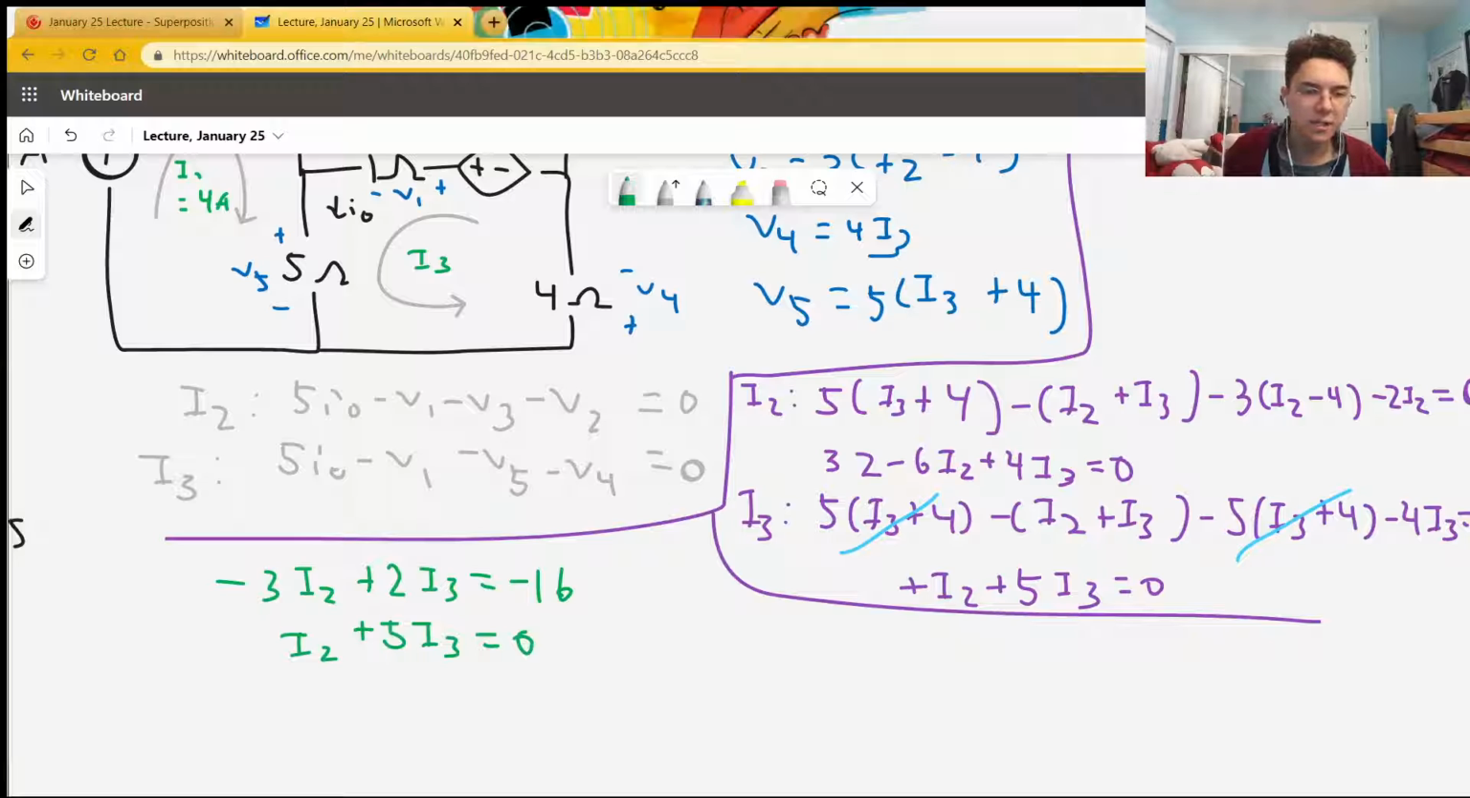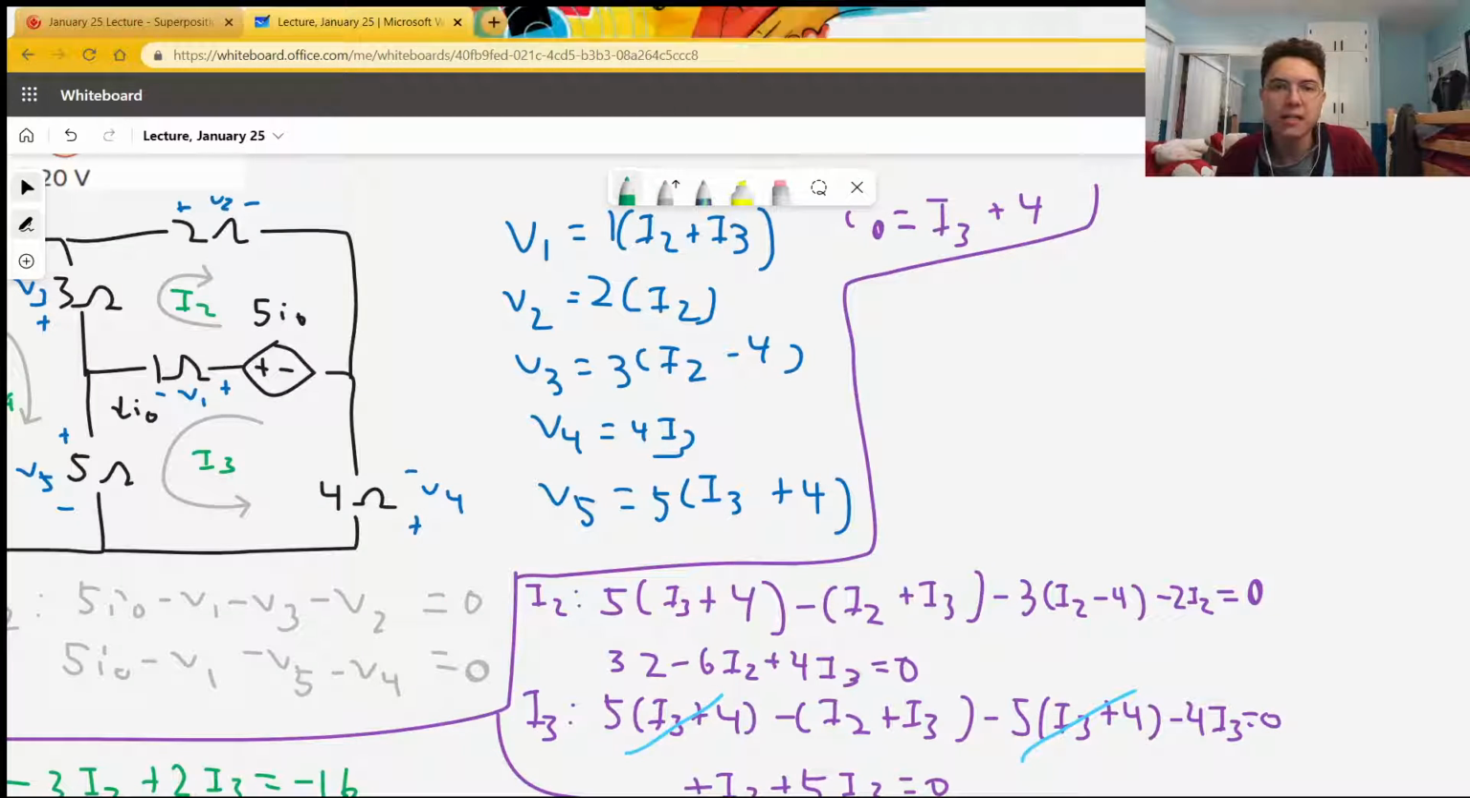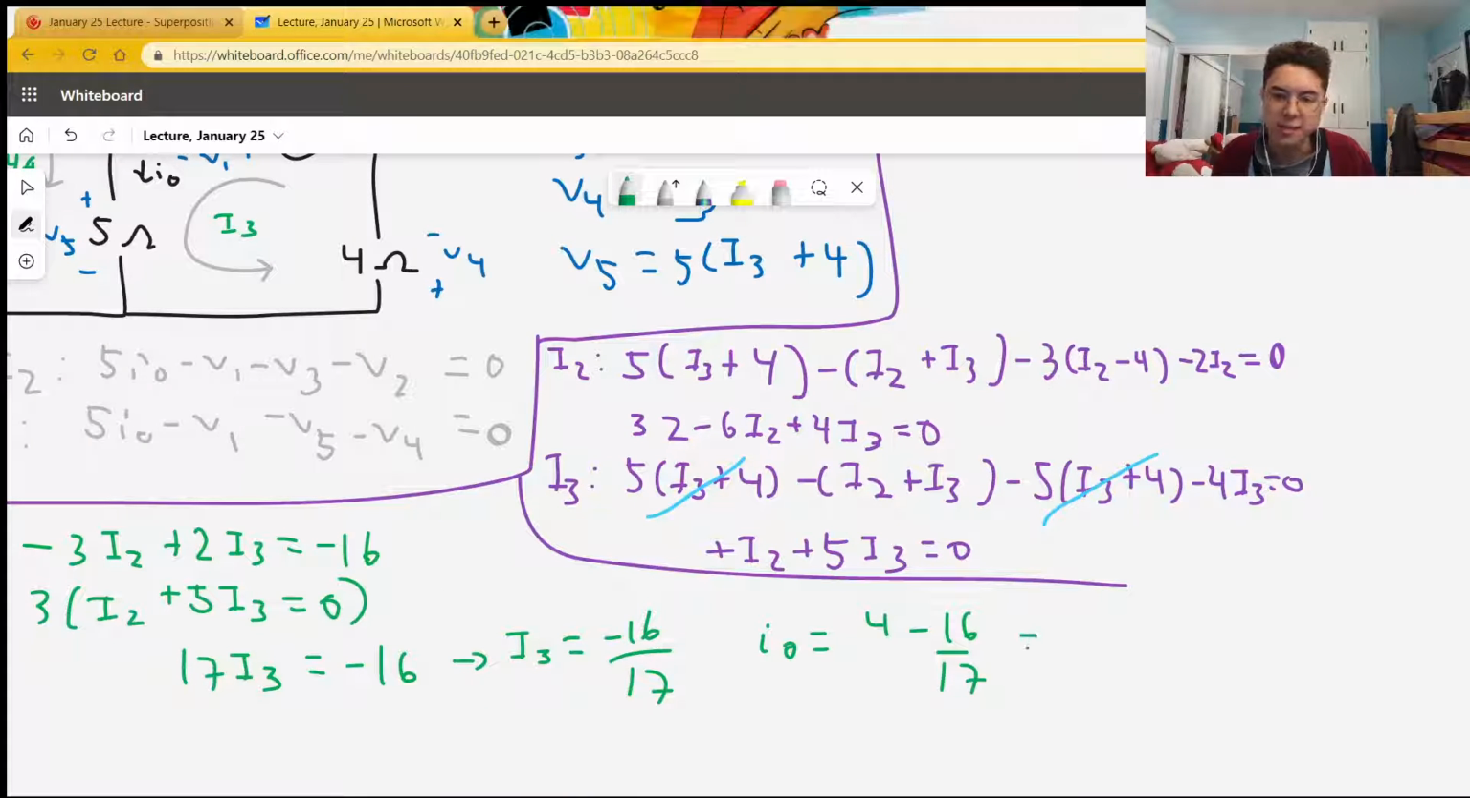Then I can solve this system simply by multiplying this whole equation by 3 and adding it to this equation to get 17I3 equals negative 16, which implies that I3 equals negative 16 over 17. Because I naught equals I3 plus 4, I naught equals 4 minus 16 over 17, which is equal to 68 over 17, crazy, I know, minus 16 over 17, which is 52 over 17.